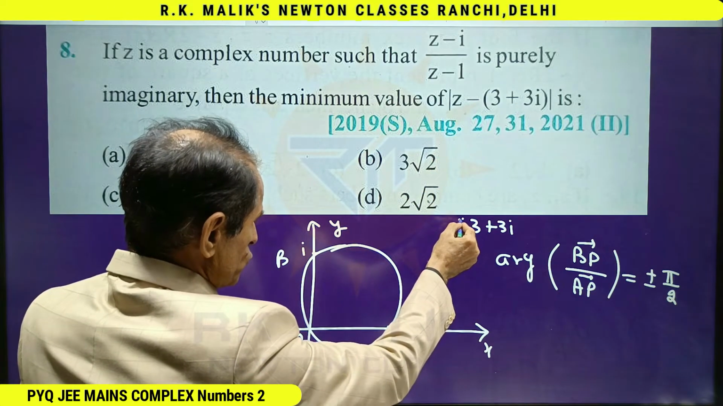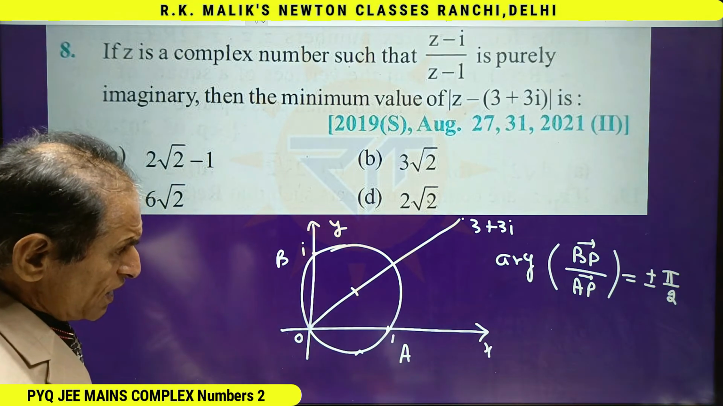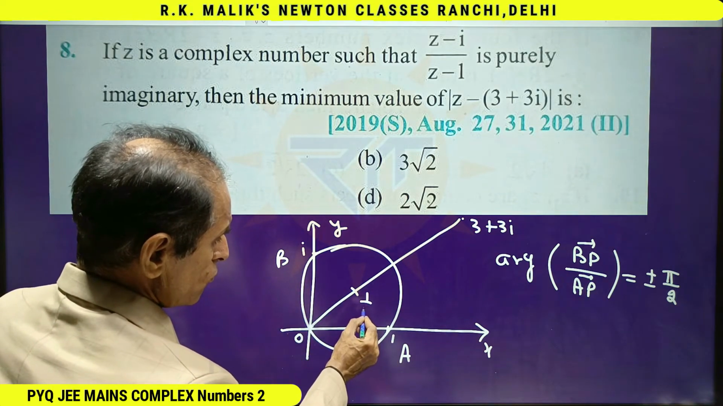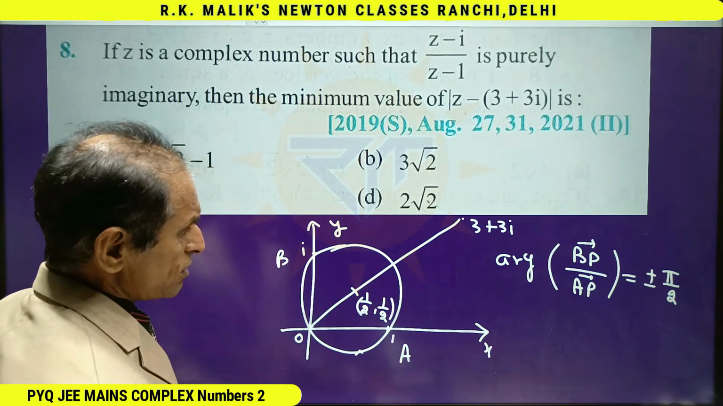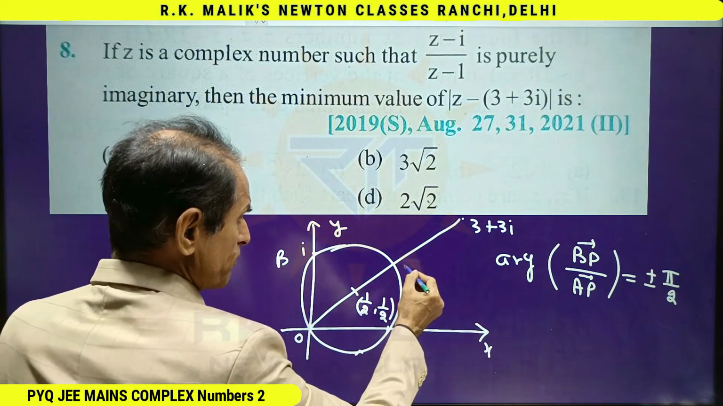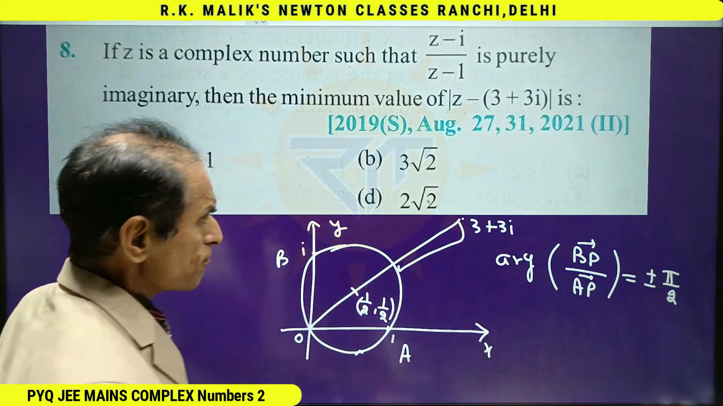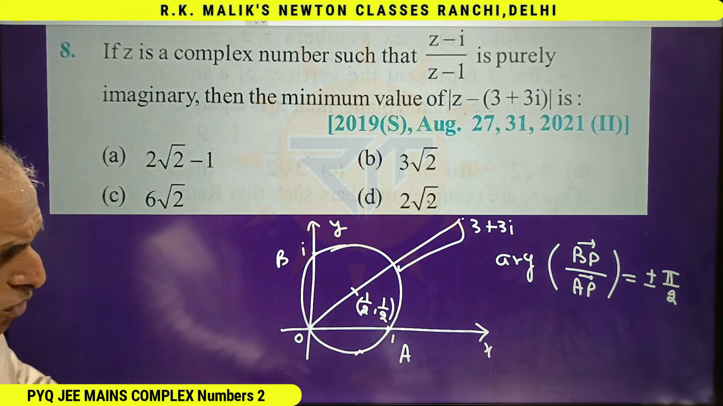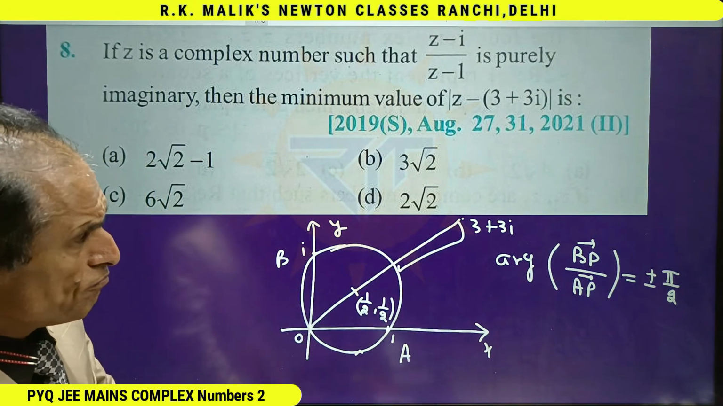For that, join this with the center of the circle. The center of the circle will be clearly the midpoint of AB, that is 1 by 2 comma 1 by 2, and after joining this point with the center of the circle, this distance minus radius will give you the minimum value of mod z minus 3 plus 3i, because for this point the distance from 3 plus 3i will become minimum.